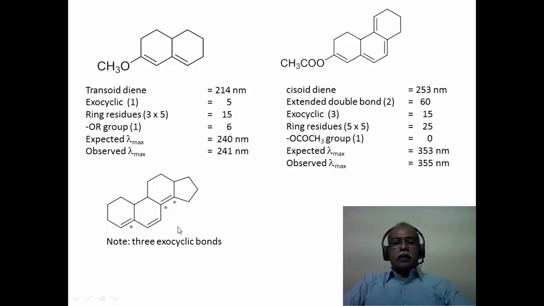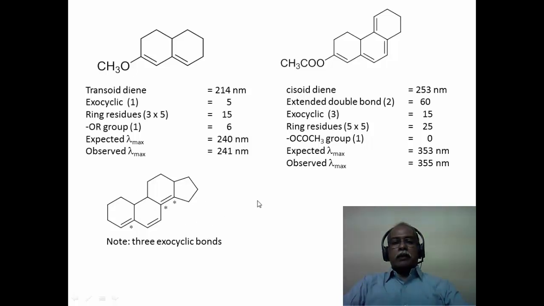If there is an exocyclic double bond common to this ring as well as to this ring, you have to take twice the value for the exocyclic double bond. In other words, this is one exocyclic double bond as far as this ring is concerned, and this is again another exocyclic double bond as far as this ring is concerned. So the number of exocyclic double bonds in this particular molecule is 3. So that has to be kept in mind.